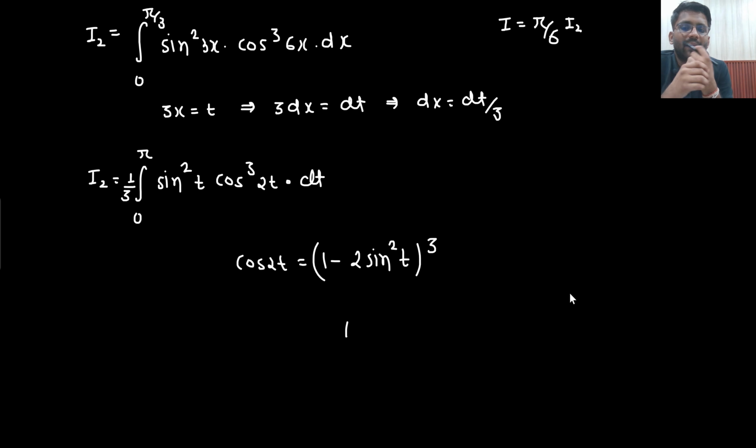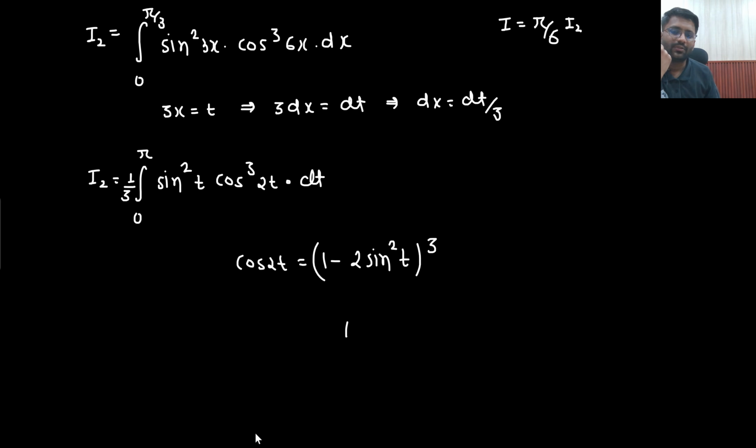Can I apply King's rule? Will the King's rule be helping? If you do pi minus t, then sine square of pi minus t is sine square t only, and this will become cos of pi minus 2t. King's rule will also not help. King's rule will not do anything here. What can I think? If I think of replacing sine square t, then something can happen.